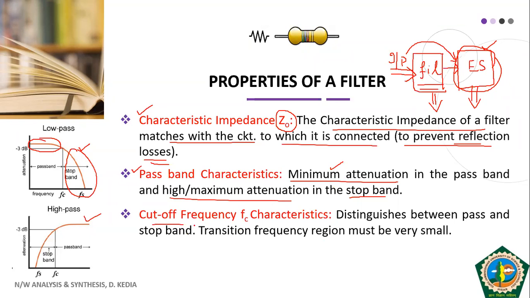Then we have also talked about cutoff frequency, which distinguishes between your pass band and stop band. And we have already talked about that in case of an ideal filter, the transition frequency region will be abrupt, meaning a sudden change will take place. Whereas in case of a practical filter, this transition frequency region is larger. But we should ensure that this transition region must be as small as possible. So these are the properties of a filter. Next.